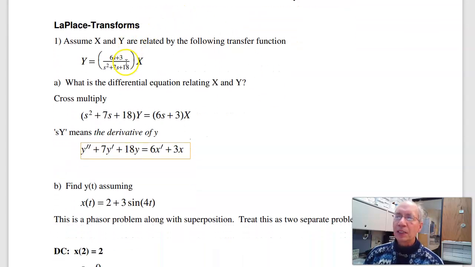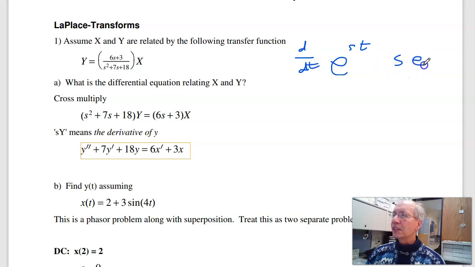Given a transfer function S relating x and y, what's the differential equation and what's the output for a constant and a sine wave input? Now the Laplace operator S assumes everything is in the form of e to the st. What that does is when I take the derivative, I get s e to the st. And so s means derivative.